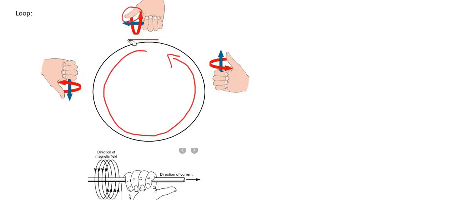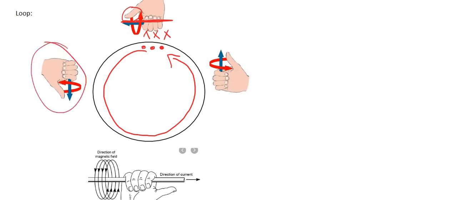Now have a look at your four fingers. This is very important. Have a look, if this is the piece of wire, underneath the wire, what are your fingers doing? Are they coming out of the page, or are they going into the page? Well done if you said that they're coming out of the page. So I'll show it as a little dot like that. And then up here at the top, your fingers would be going into the page. And so I'm going to show that with X's.